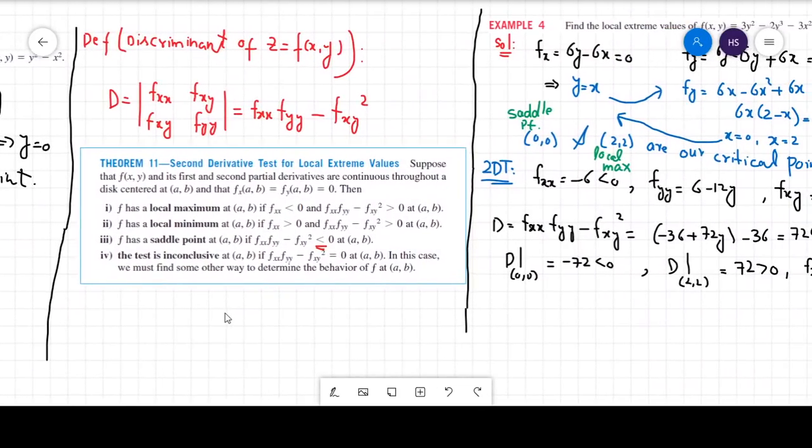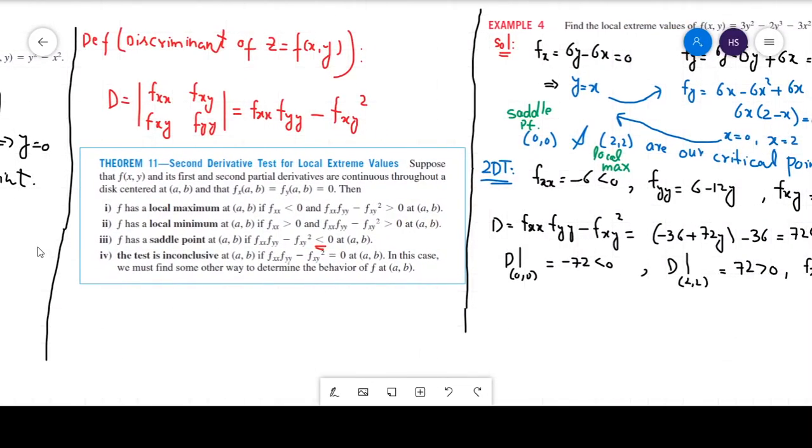But you don't always have to check the local extrema in this algebraic way. There's a beautiful test that tells us how to check whether a critical point is a local max, local min, or saddle point. So what is it? This determinant is said to be the discriminant of this function. If you open it, you will get f xx f yy minus f xy square.